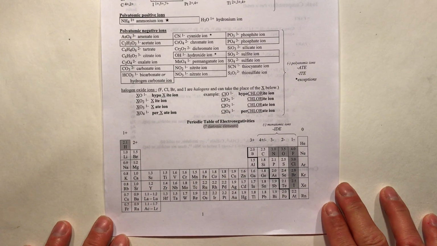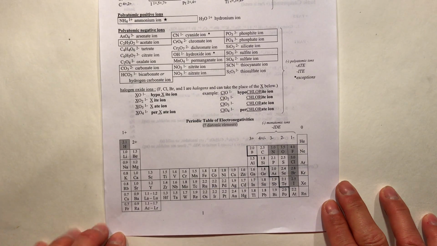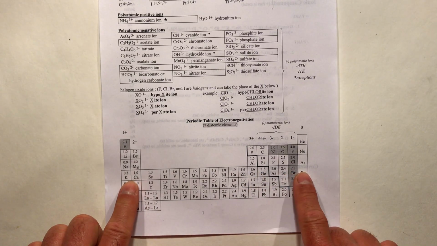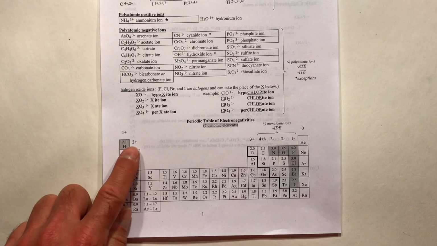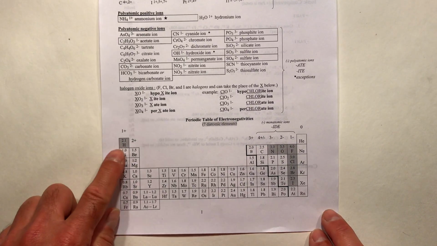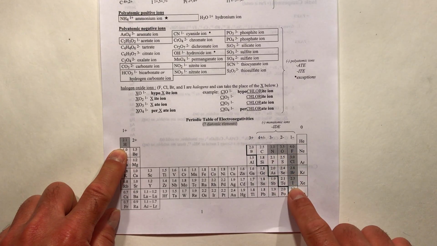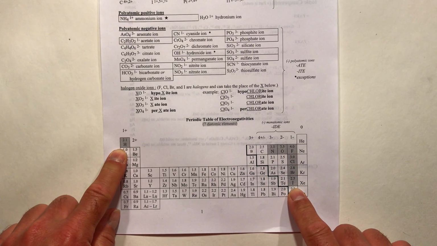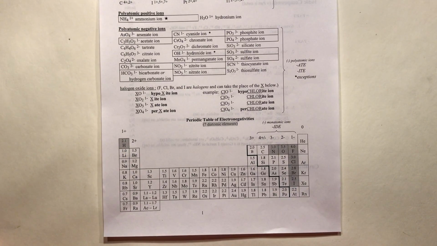On this ion reference sheet, you can see that for the representative elements, the charges for the common ions are identified at the top of each column. For the 7 diatomic elements, they're identified with that light gray shading. These are elements that naturally form 2 atom molecules while in their element form.